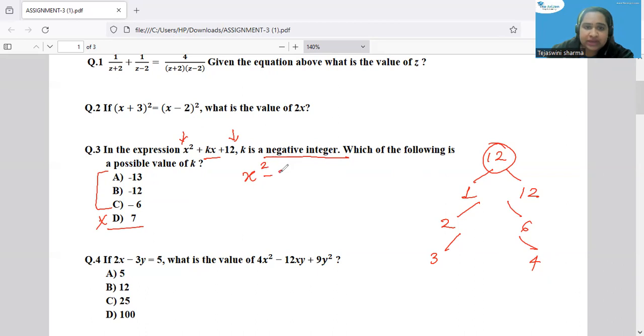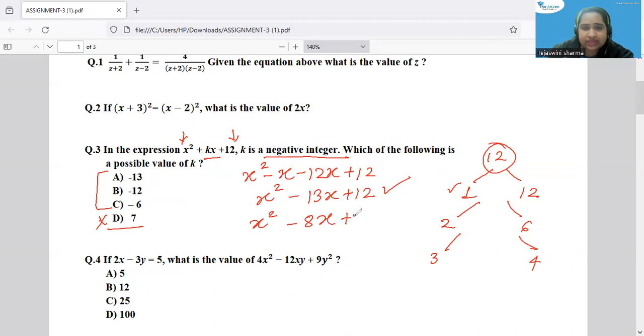So one will be negative x and negative 12x, and this positive 12, means x to the power 2 and then negative 13x plus 12. So one will be for this combination. For another, it will be negative 2 and negative 6, negative 8x, and then 12.